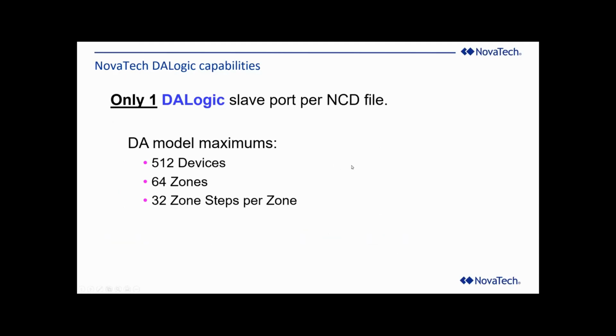Here are some of the limits that you have to the DA system. You can build a DA system in one instance of a DA logic module with up to 512 devices, 64 zones, and the switched sequences number of steps that you can have is up to 32 steps in one zone. I have never gotten anywhere close to this in any of the DA systems that I've put in, and I've put in probably over 40 different DA systems around the world.